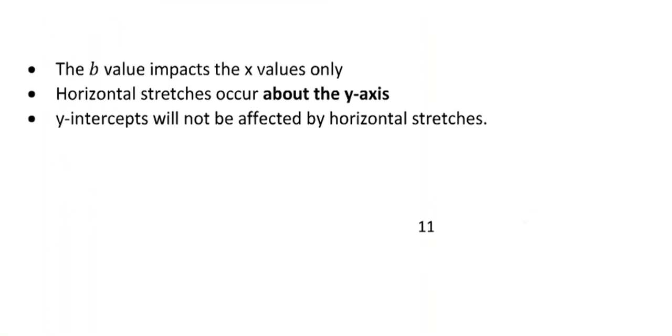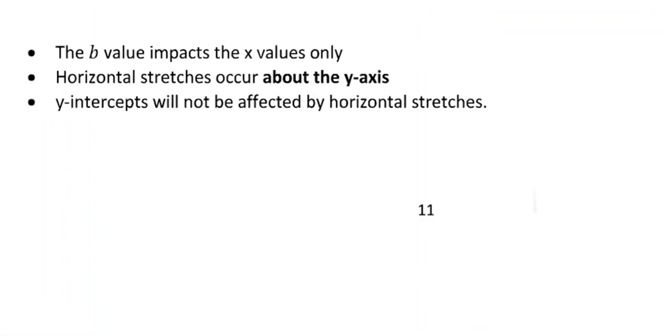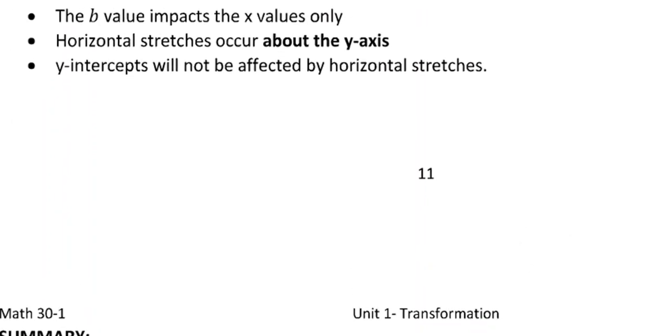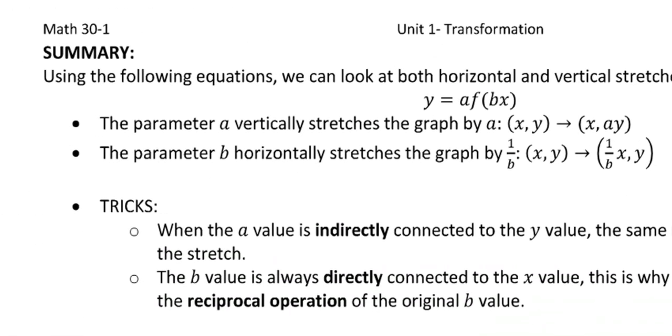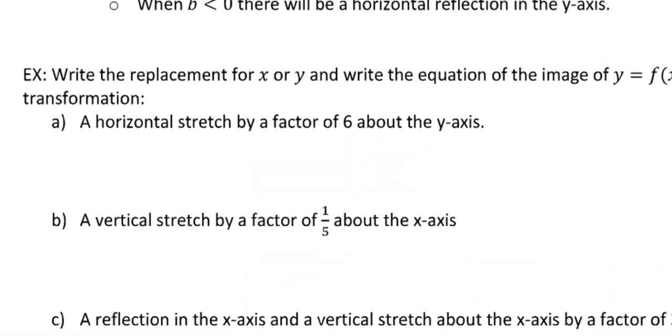Okay, so B value impacts the X values only. We'd say they occur about the Y-axis, and then Y-intercepts will not be affected. Okay, so mapping notation will be the same type of thing, right? So let's do some examples.